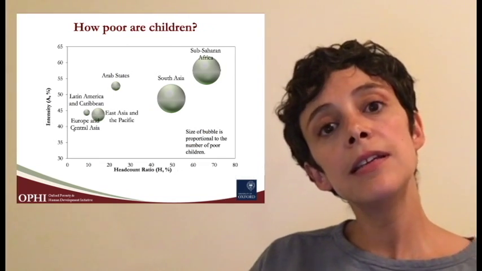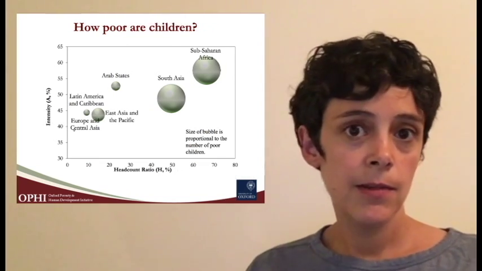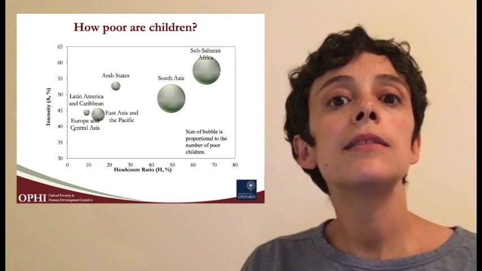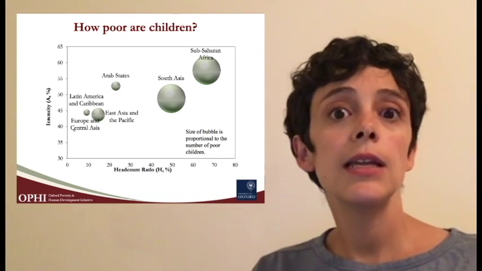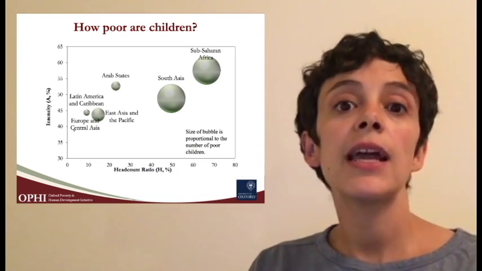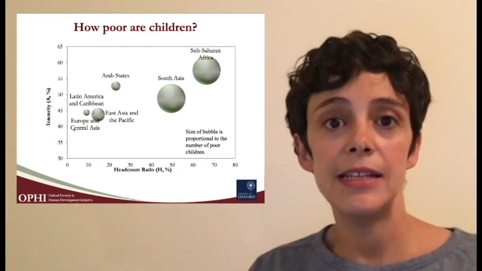Looking along the horizontal axis, the incidence, we confirm that the incidence of poverty in Sub-Saharan Africa and South Asia is much higher than in the other regions.